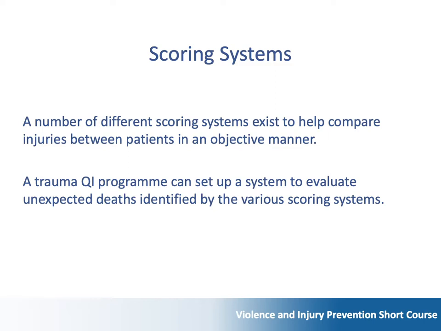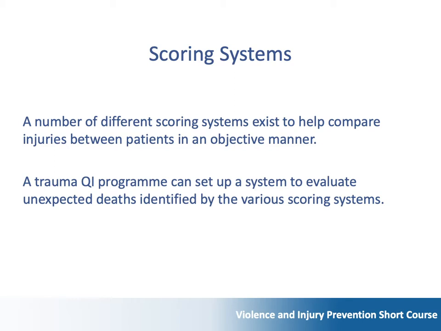Through such statistical processes, hospitals evaluate the percentage of deaths occurring in patients with low ISS or a low probability of death based on either one score or on a combination of these scores. A trauma QI program can set up a system to evaluate unexpected deaths identified by the various scoring systems. For example, the trauma QI program can mandate examination of all deaths in patients with minor injuries as identified by an ISS of less than 9 or a probability of survival, or PS, greater than 90% as calculated by TRISS, to make sure that an appropriate level of care was achieved.